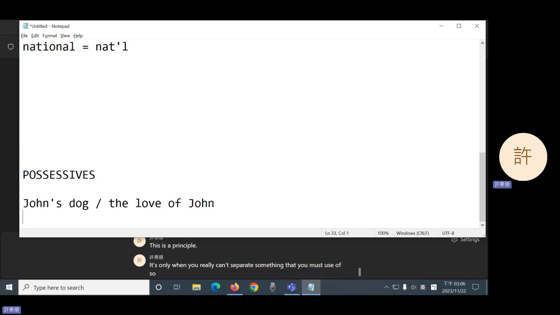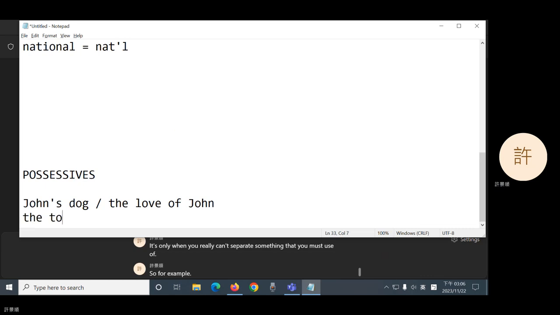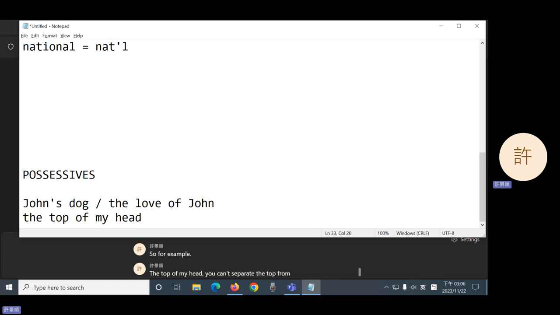So for example, the top of my head. You can't separate the top from the head, right? It's one thing. And some people might think, but that's not possession, right? 这不是所有没有拥有的概念啊。 Exactly, and that's why you can't choose. You must use the word of. If you do use of, like in this one, you must remember that there is an ambiguity.